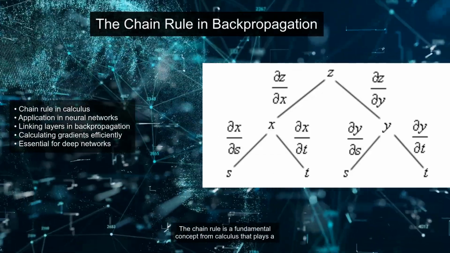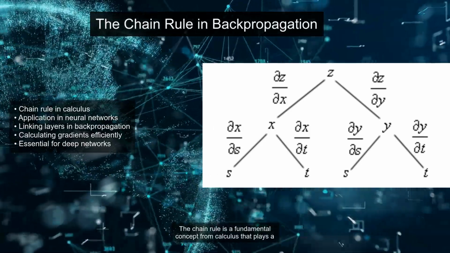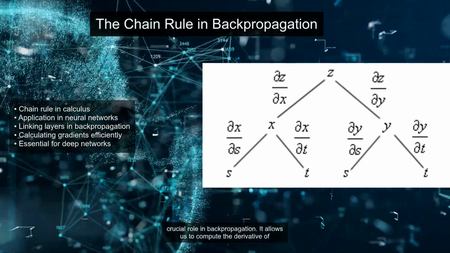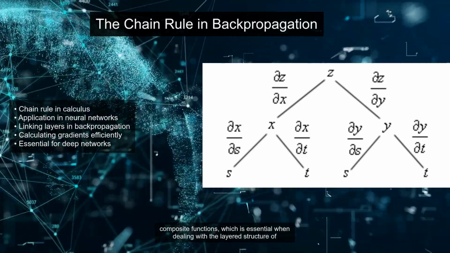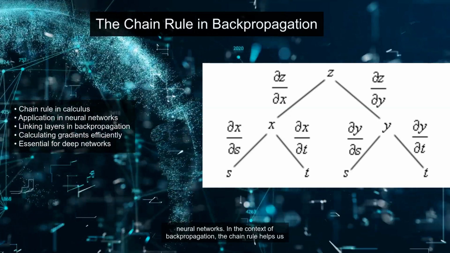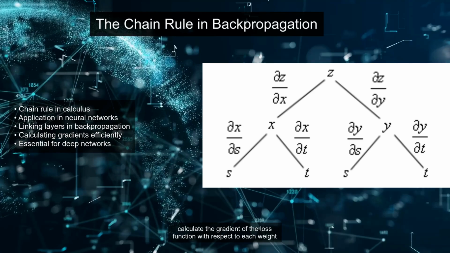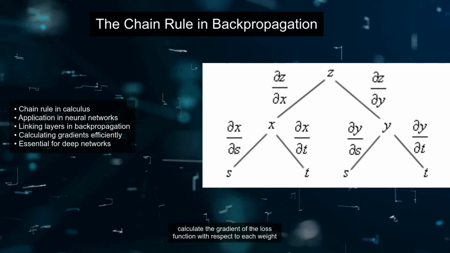The chain rule is a fundamental concept from calculus that plays a crucial role in backpropagation. It allows us to compute the derivative of composite functions, which is essential when dealing with the layered structure of neural networks. In the context of backpropagation, the chain rule helps us calculate the gradient of the loss function with respect to each weight in the network.